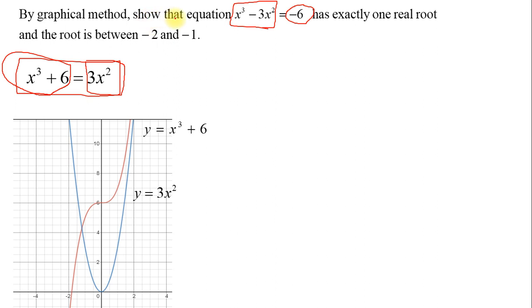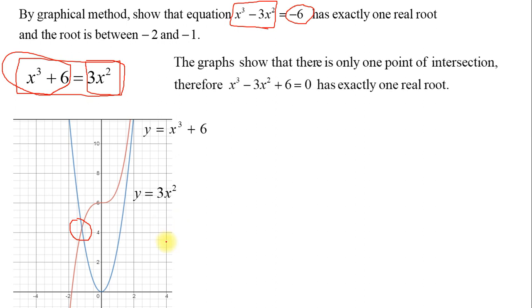Now the question shows that the equation has exactly one real root. So you look for the point of intersection. Now there is only one point of intersection here, right? So you make a conclusion. See the graphs? The graph shows that there is only one point of intersection. Therefore, the equation has exactly one real root.